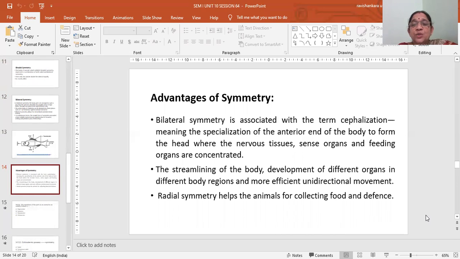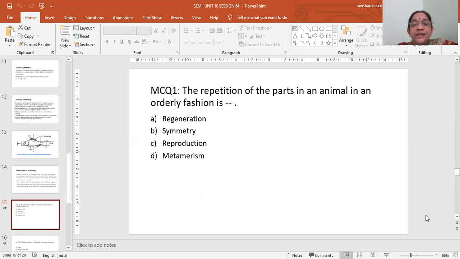Bilateral symmetry is associated with the term cephalization, meaning the anterior and posterior body can be differentiated. Even in earthworms or such lower invertebrates like arthropods and helminthic worms, we find bilateral symmetry. Here one example we have given is the fish. Other animals also show bilateral symmetry like annelids, platyhelminthes, ascaris, and arthropods, and certain minor phyla, and all the chordates show bilateral symmetry. And here at the end of the session we have certain questions.